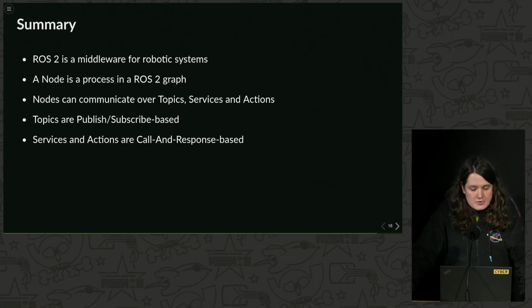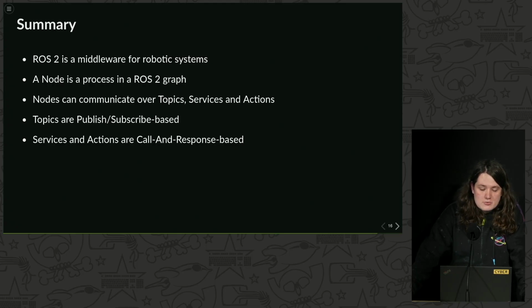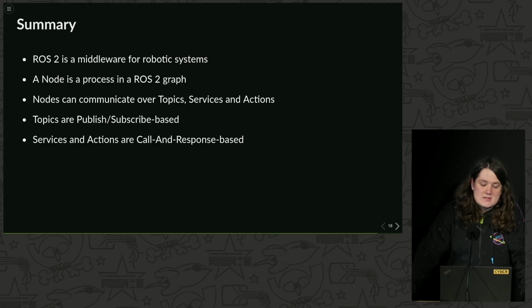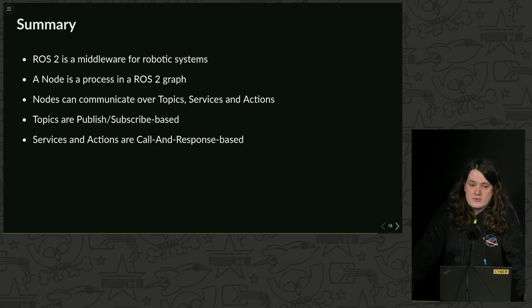So, in summary, ROS2 is a middleware for robotic systems, but you can use it for all kinds of systems. There might be some use cases where it's better than running your own MQTT server or something like that. A node is basically only a component in a ROS2 graph and is a running process. They can communicate over topics, services, and actions. The topics are publish and subscribe based, and services and actions are call and response based, with services being for short processes and actions being for long processes.